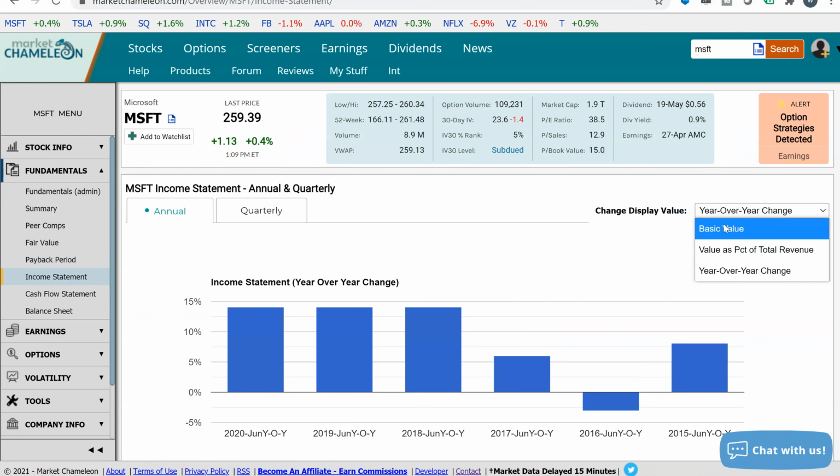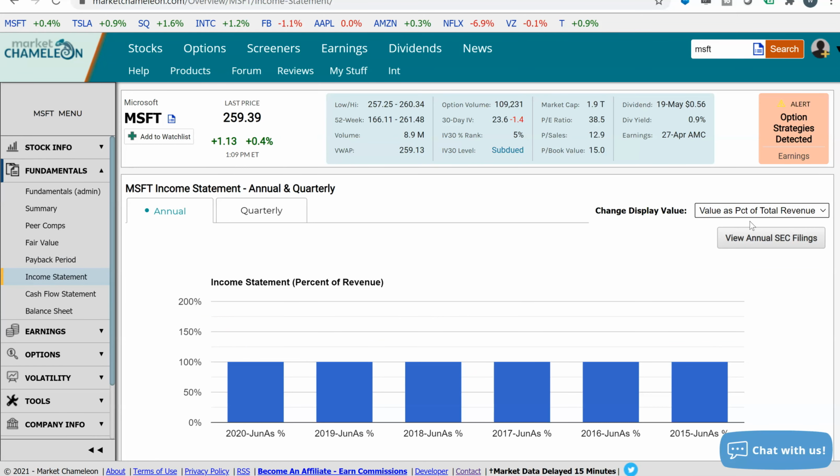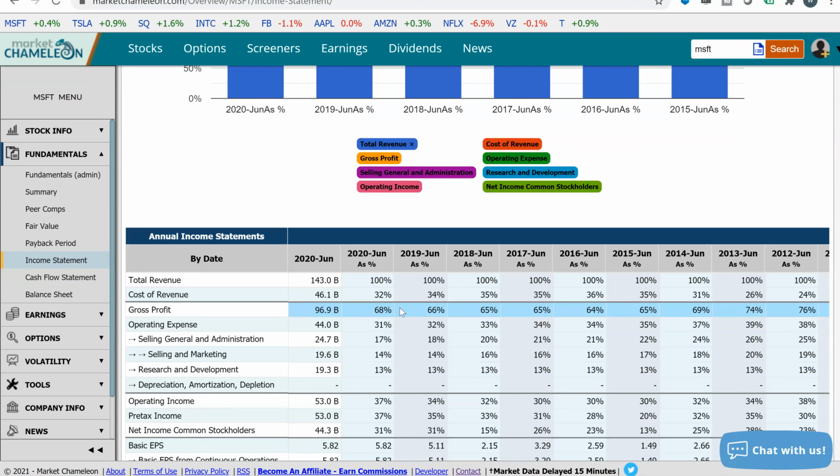If I come back here and go back to value as a percentage of total revenue, so we see here gross profits, gross margins, 68%. So keep in mind that means that after they deduct their cost of producing that product, 68% remains. How does that compare to someone like Google or Facebook or other peer stocks in that group? And this way you could compare not only Microsoft versus itself, but also versus other stocks or any other index.